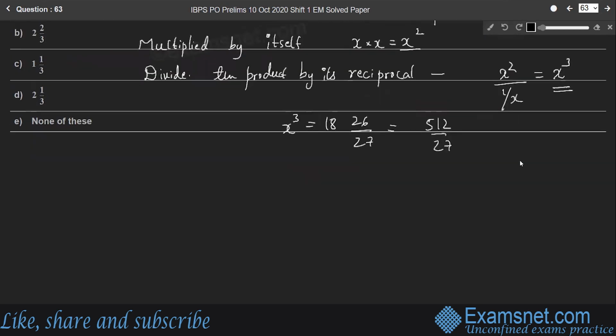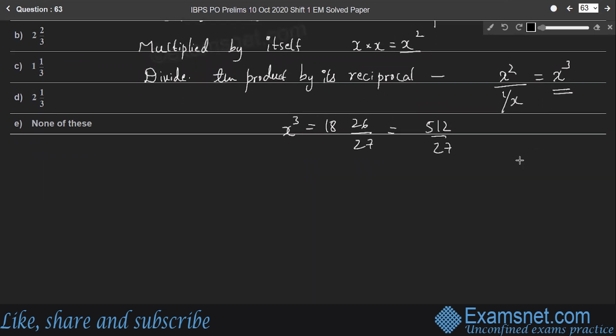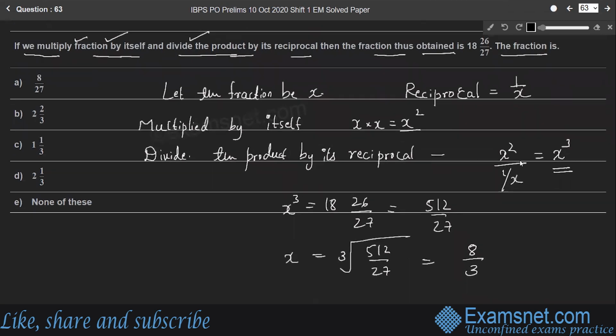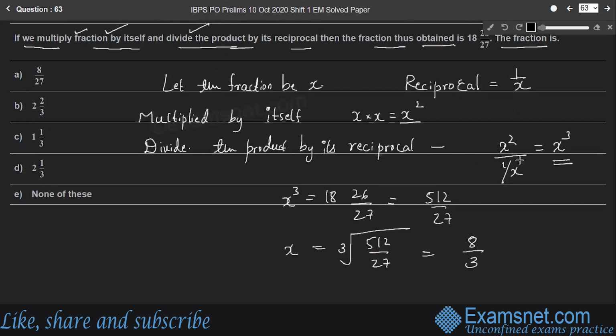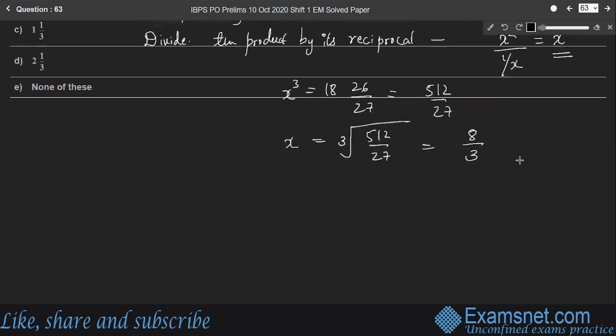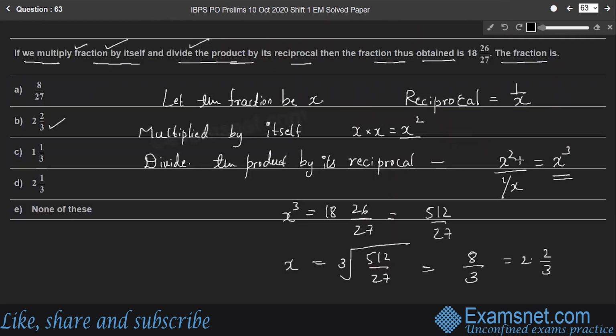Therefore, what is the value of x? If x cube is 512 by 27, then x is equal to the cube root of 512 by 27, which is 8 by 3. Therefore, the fraction is 8 by 3. Right? So look at the options. It is 8 by 3, so option B. 3 into 2, 6 plus 2, 8 by 3, so 2 2/3. Option B is the right answer.